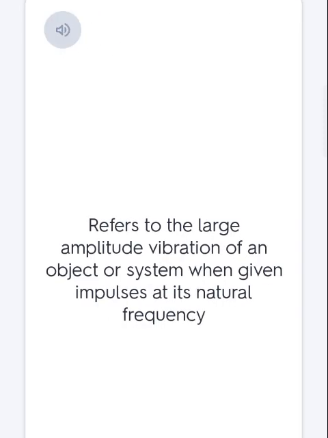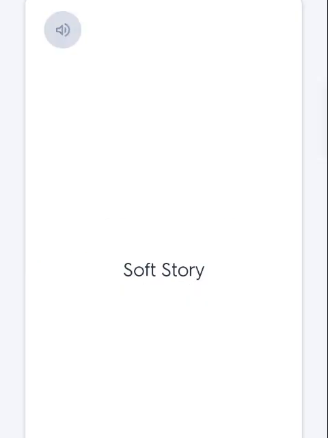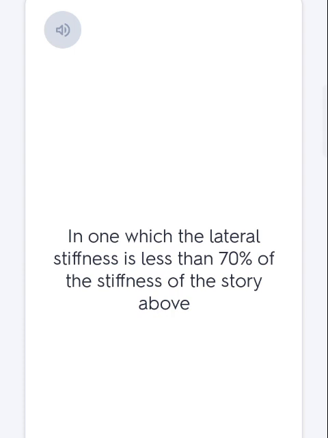Resonance. Refers to the large amplitude vibration of an object or system when given impulses at its natural frequency. Soft story. One in which the lateral stiffness is less than 70% of the stiffness of the story above.